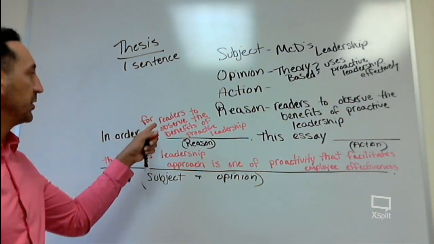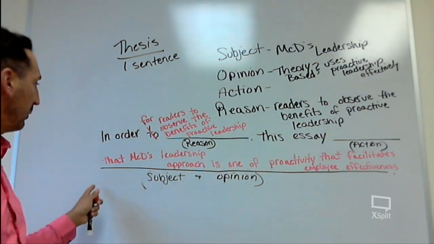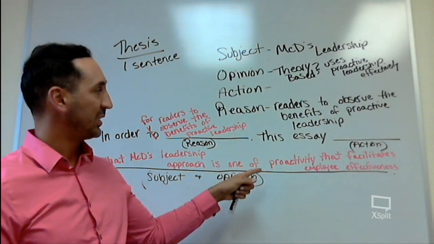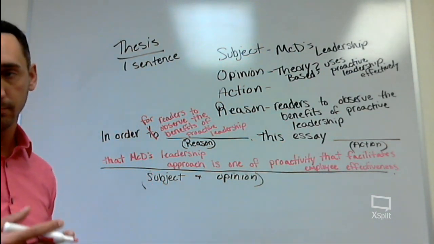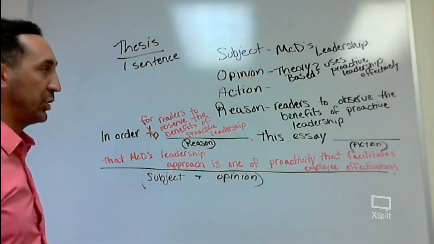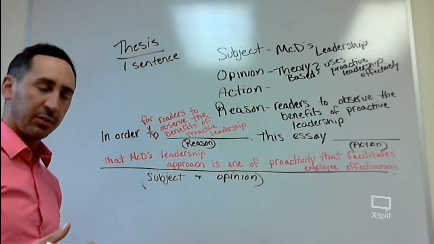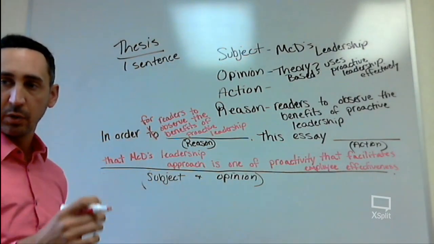In order for readers to observe the benefits of proactive leadership, this essay blanks that McDonald's leadership approach is one of proactivity that facilitates employee effectiveness, because that's essentially what we observed, right? Or hypothetically. Now, what one word are we missing? And that's the action. The action is usually really difficult to pinpoint in the beginning, but now that we have an entire sentence, it's pretty easy to just plug in one word.